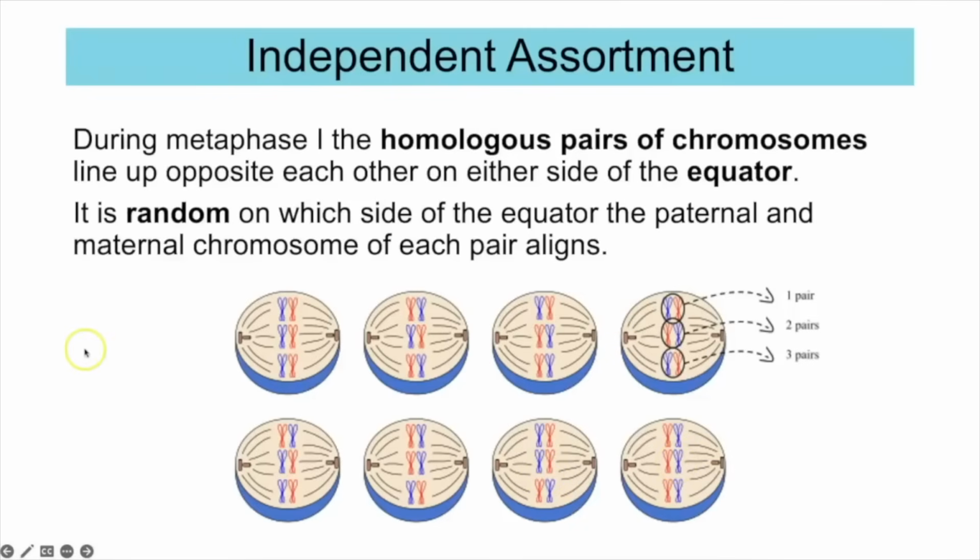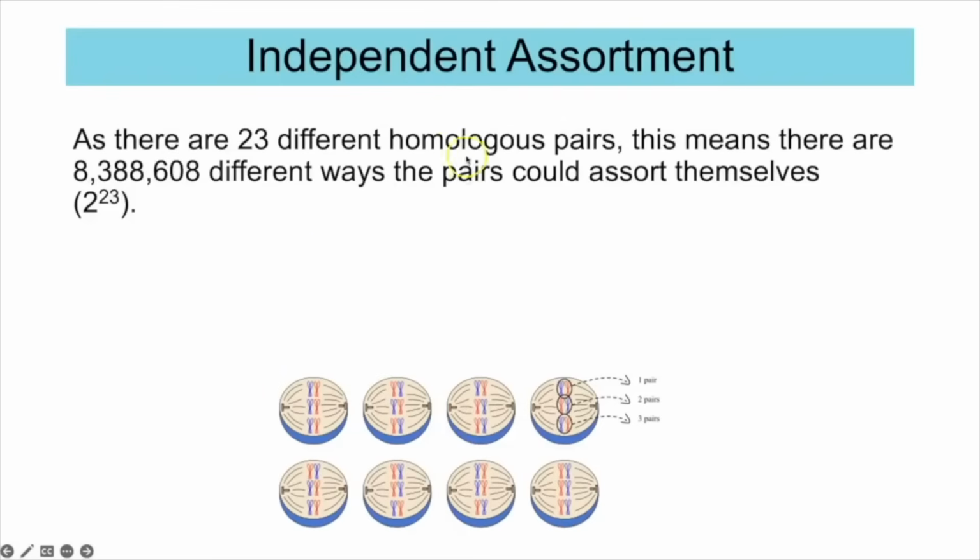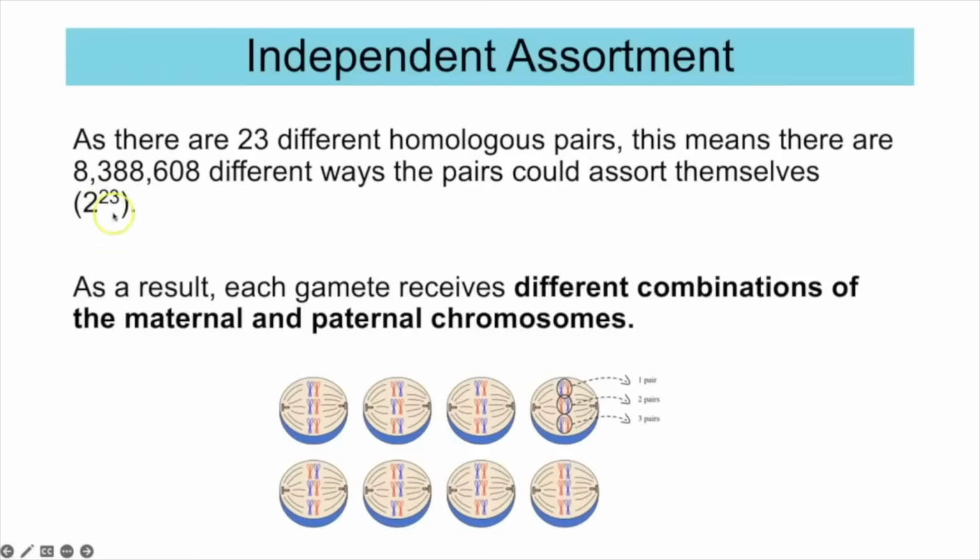So that means there would be 2 to the power of 23 possible combinations of how those homologous pairs could align. And that works out to over 8 million different combinations. And that's what we can see here. And you can use that formula, 2 to the power of n, where n is the number of homologous pairs, to work out the number of possible combinations for any different organism.